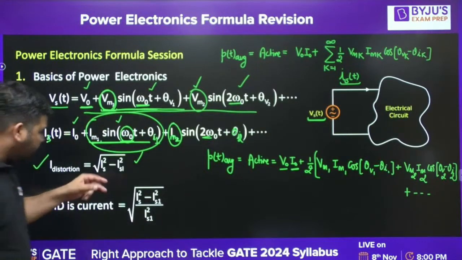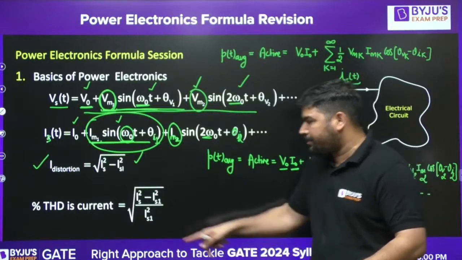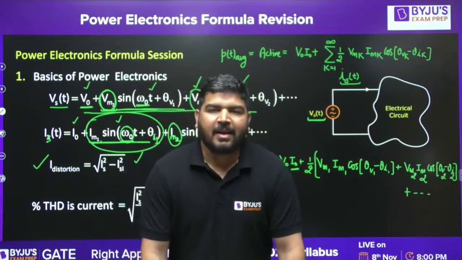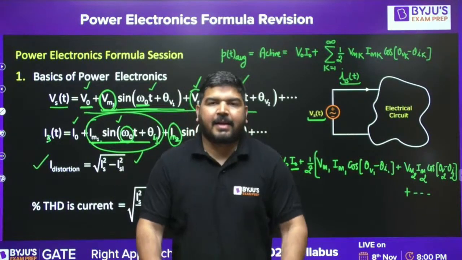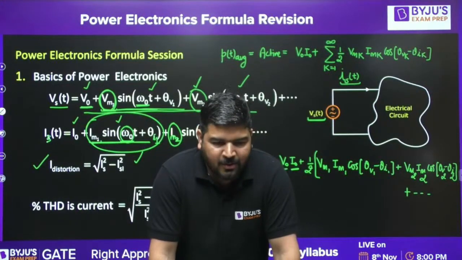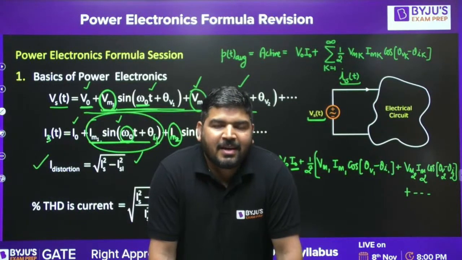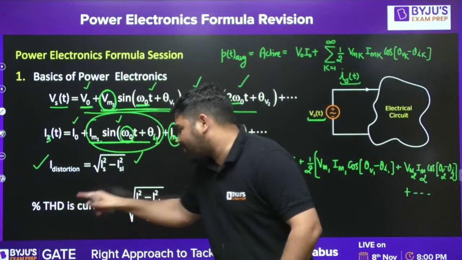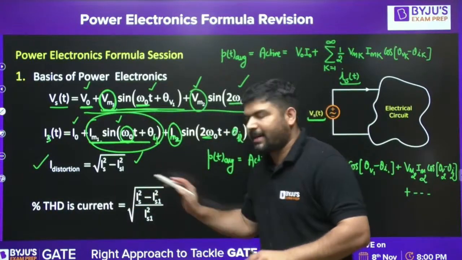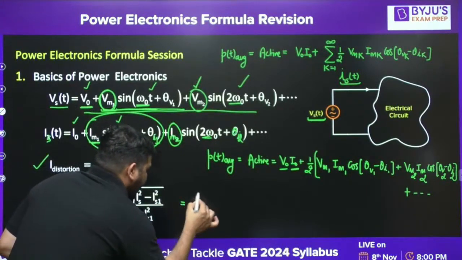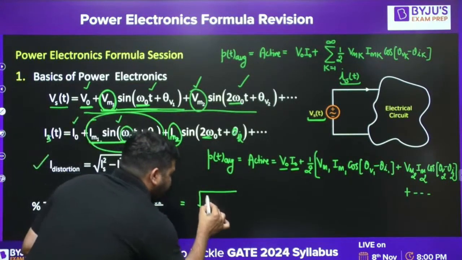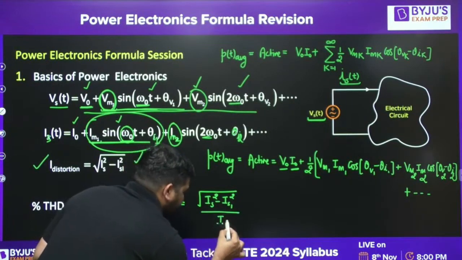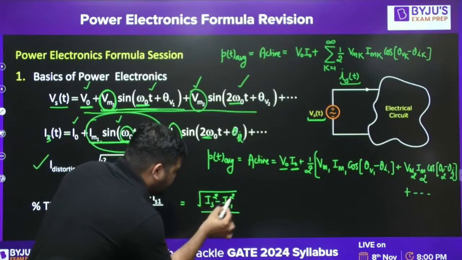Now let's come to percentage THD. What is the meaning of total harmonic distortion? Total harmonic distortion is the quality, you can say the purity. In any wave, how much percent is the purity? That we call distortion, THD, total harmonic distortion. Now, using the formula, you will understand that. Look, what is this? If I write it like this, IS square minus IS1 square divided by IS1. Now look, what is this? We know about this.